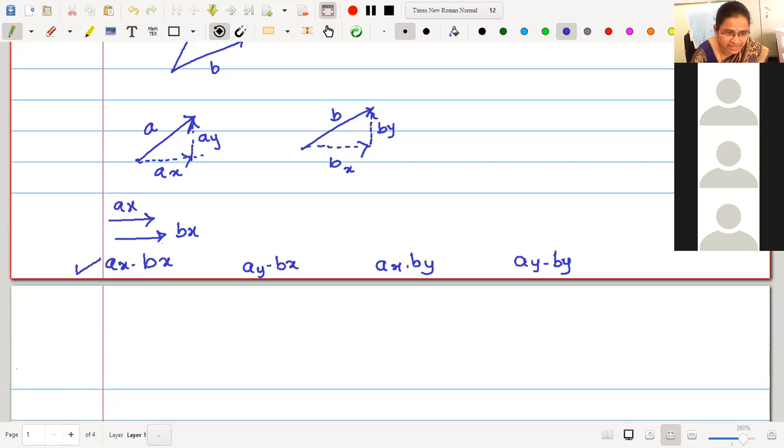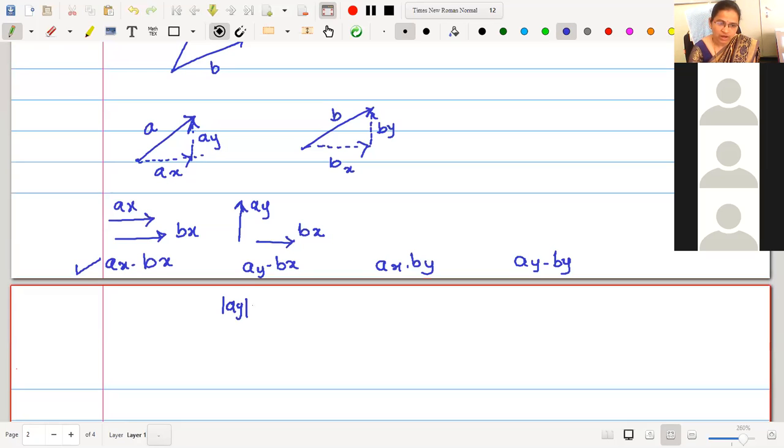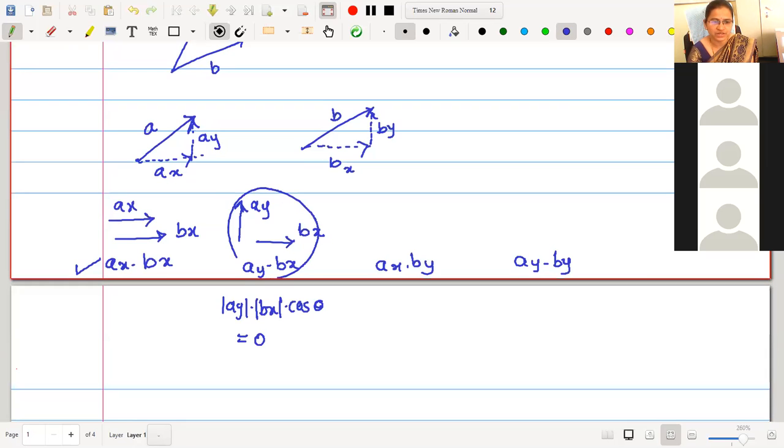Now let us go for the second combination. In the second combination, AY is a component in this direction and BX is the component in this direction. Therefore, these are two different vectors in different directions. So we will use the previous definition: mod AY into mod BX into cos of theta, the angle between the two vectors. We know one component is along the x-axis and the other along the y-axis. Therefore, the angle between them will be 90 degrees. And we know cos 90 is 0. Therefore, the result of this multiplication is 0.